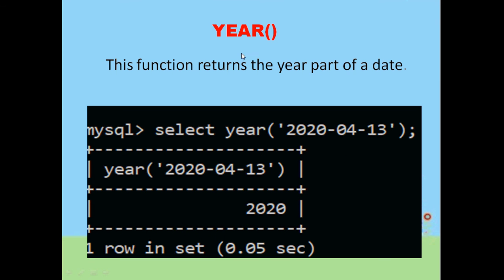Similarly, the year function. In this year function, select year, inside the bracket you are giving a string which contains the date. It identifies the year from the string and returns it.